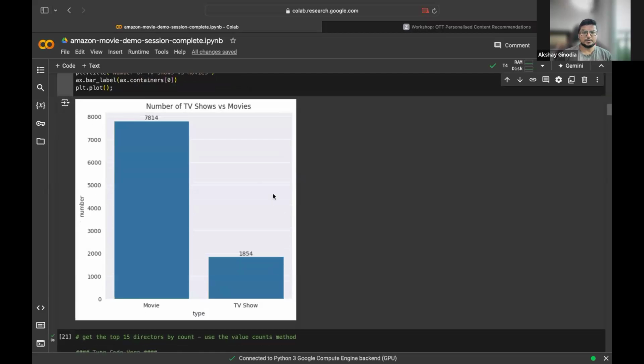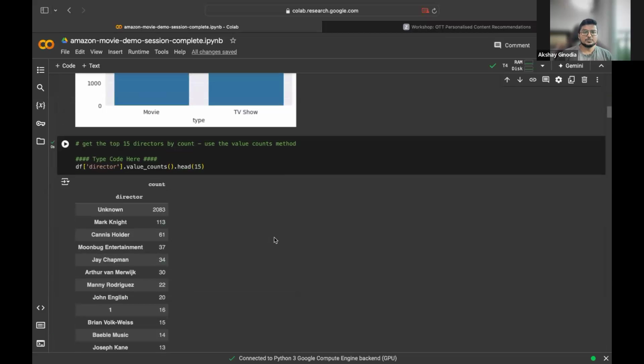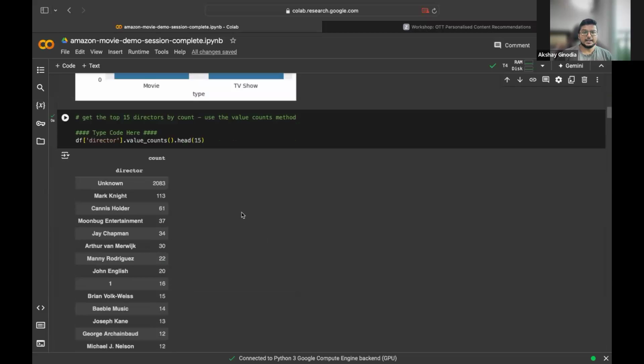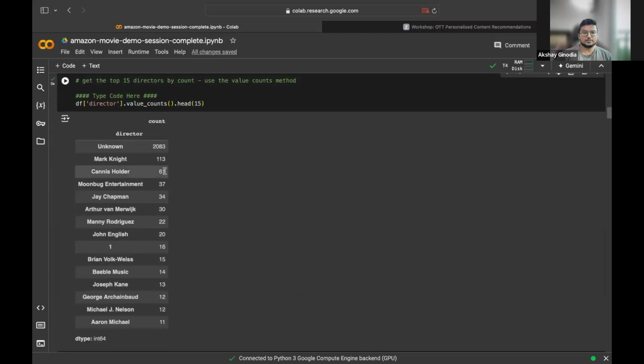From now on, I won't explain the plot. So this is how usually the structure would look like. Now let's take a look at the directors. And directors also had a lot of missing values, so I would have a lot of unknowns. But apart from that, looks like Mark Knight is a very frequently occurring director and so on.